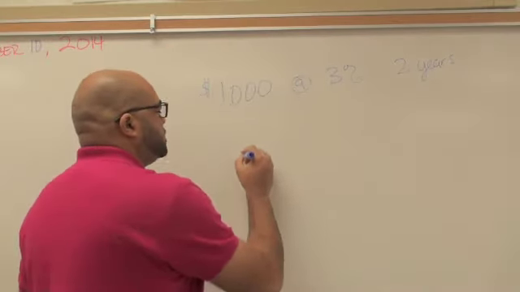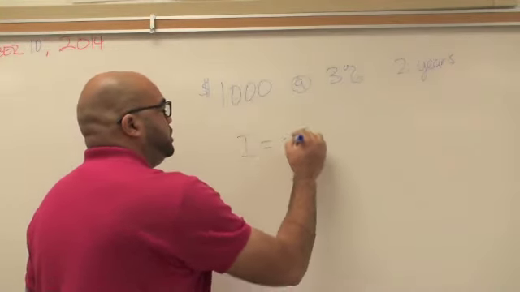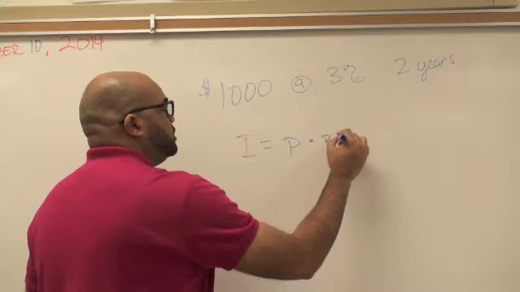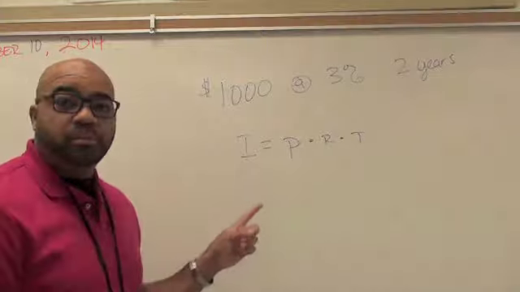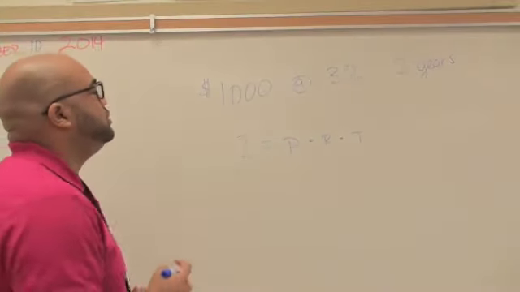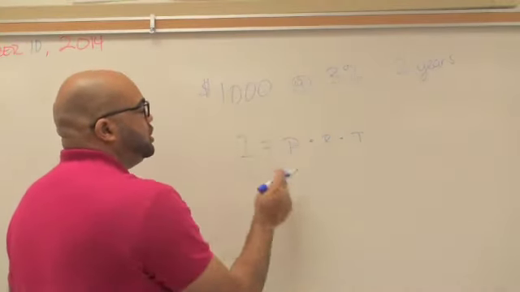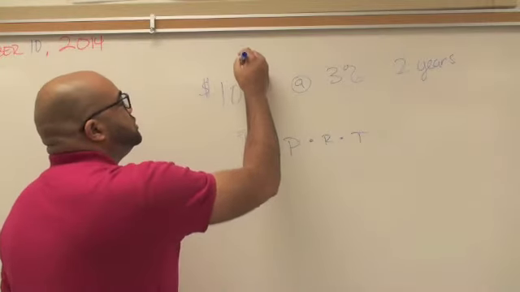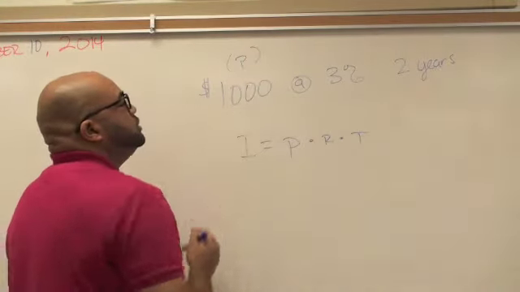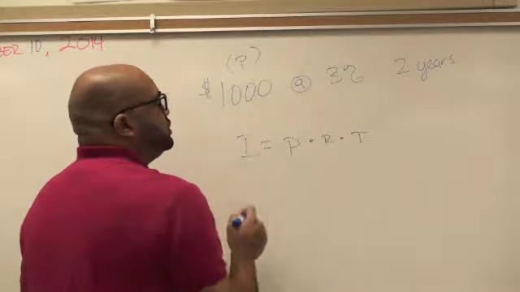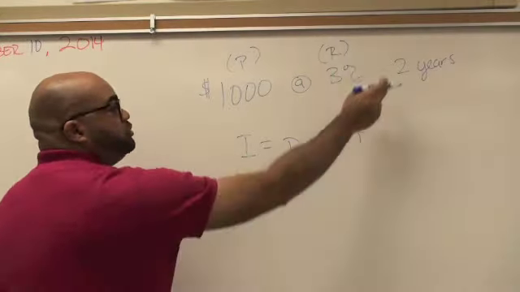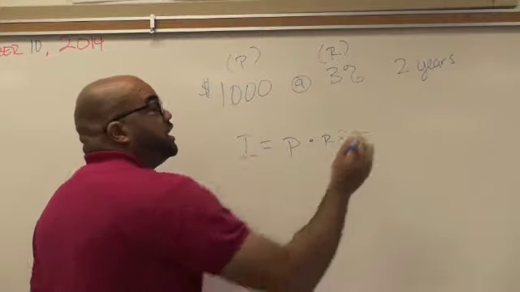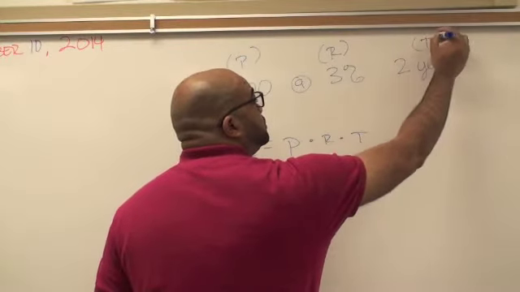So remember, our formula is I equals P times R times T. If we know that that's our formula, let's plug them in to see for the variable. This $1,000 is what? This is my principal, so this is my P term. We know the 3% is what? My rate term. And we know that the 2 years is what? The term, my time term.